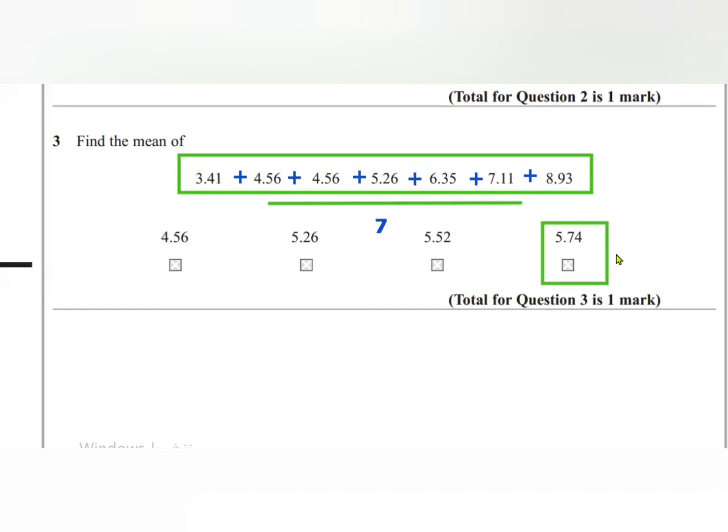So the idea of finding the mean is adding all the data together and dividing them by their count. That's the idea of question 3. Now let's move on to the next question.